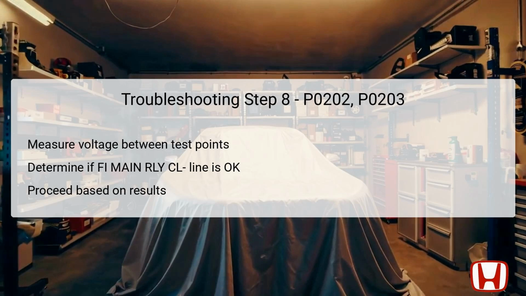Securing battery voltage here indicates that the electrical flow through the FI main RLY CL line is intact, consequently allowing you to proceed to the next prescribed step. However, if there is no voltage, you need to investigate possible open wire connections in the FI main RLY CL line, as instructed in step 9.